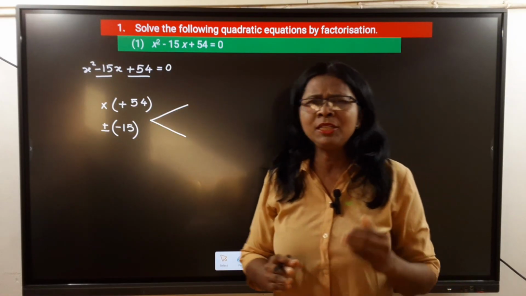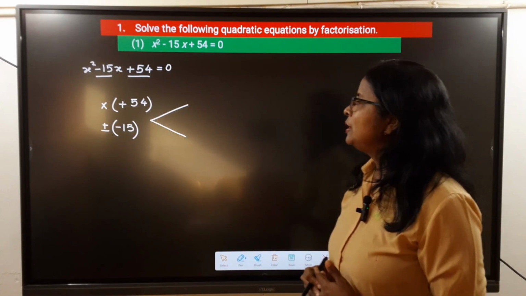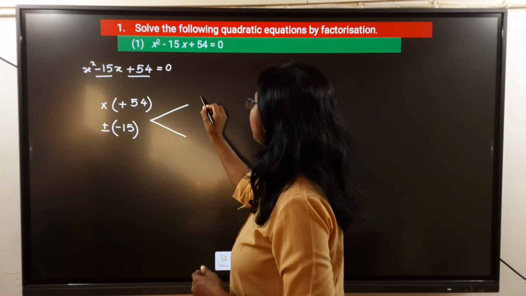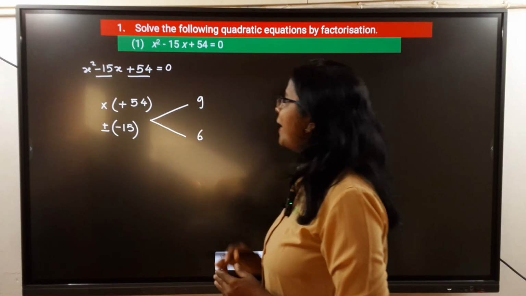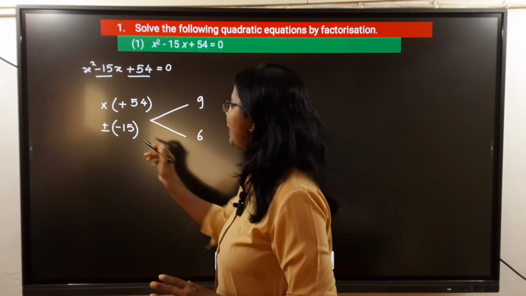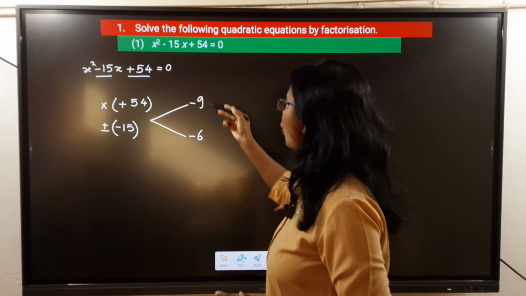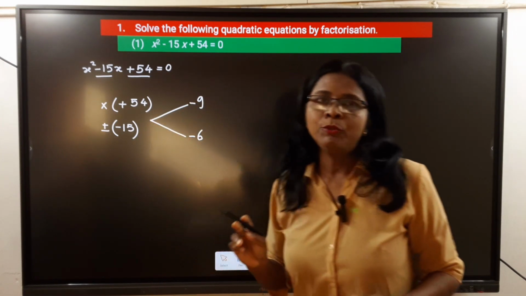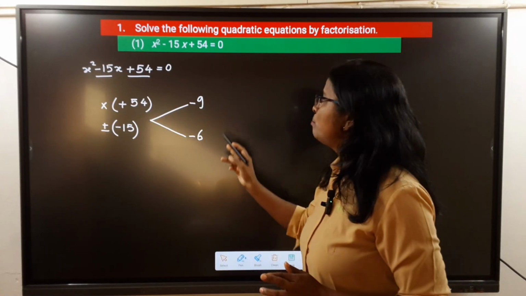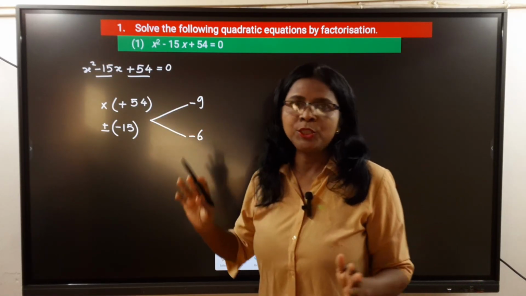So which are these two numbers? There are 9 6s are 54. And then the addition would be minus 15. So minus 9 minus 6, that means minus 15, and the product of these two will be positive 54. So these numbers satisfy both conditions at the same time.